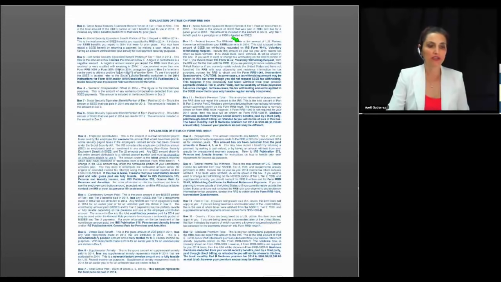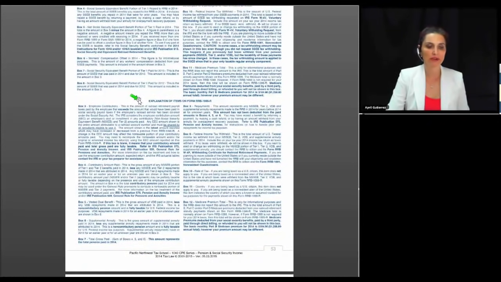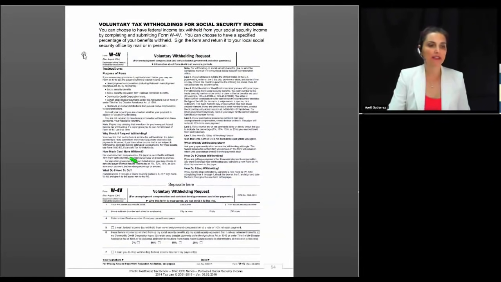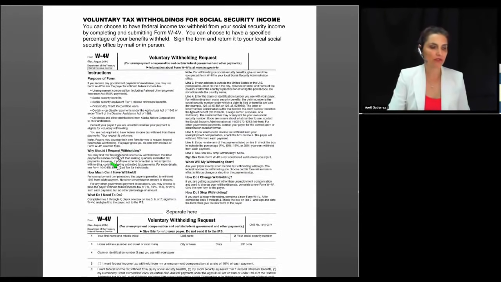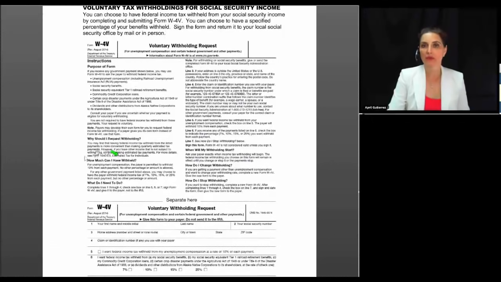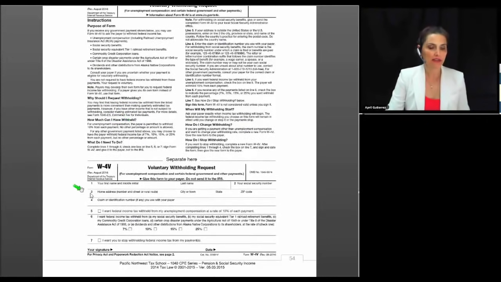Here are the instructions for reading the two forms. We've got explanation of items on Form RRB 1099 Tier 1 Social Security Equivalent, and then we have explanation of items on Form RRB 1099R Pension Equivalent. And then we also have voluntary tax withholdings for Social Security income. So earlier today, I showed you Form W-4P if you want to have voluntary withholding or adjustments to the rate of withholding for your pension plan. Form W-4V is to have voluntary income tax withheld from the Social Security Administration.